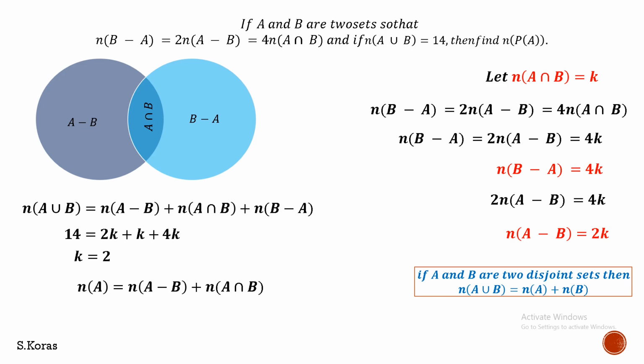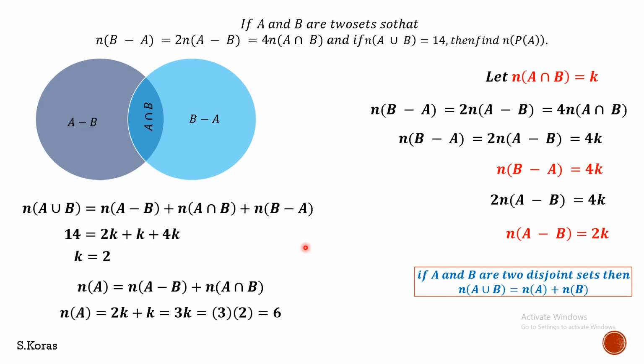What is n of A difference B? That is 2k. n of A intersection B is k. If we add it, we'll get the answer as 3k. Since the k value is 2, 3 into 2 is equal to 6. So now we know how many elements are present in set A.